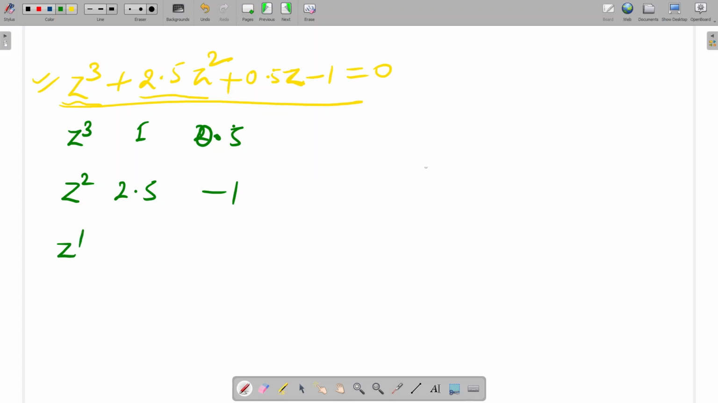What will be the Z to the power 1 value? That will be 2.5 into 0.5 plus 1 by 2.5. How much are we getting? Point 9, sir. We are getting 0.9. Yes, sir. And what will be the Z to the power 0? That will be minus 1.